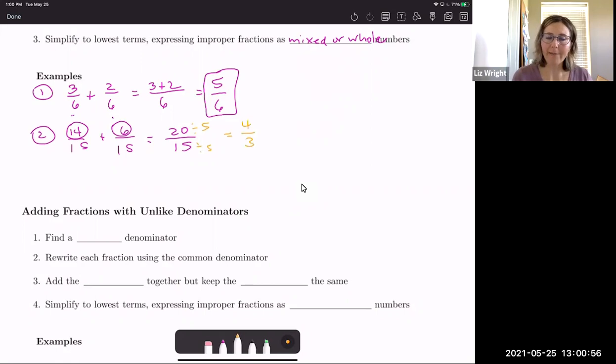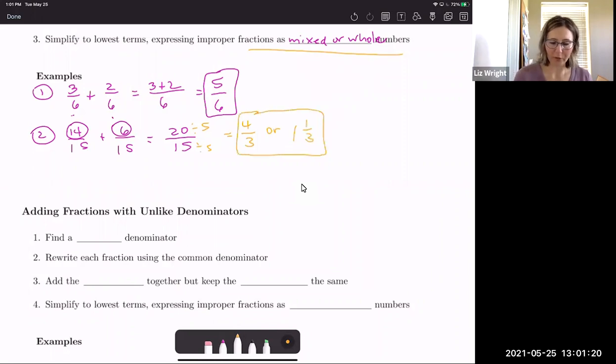And then if the directions ask you to go ahead and express it as a mixed number, you can do that. Otherwise, you could just circle or box up that as your answer. But this one says to go ahead and express it as a mixed or whole number. So we're going to express it both ways because right here we've got an improper fraction. And it would be 4/3 or 1 1/3.